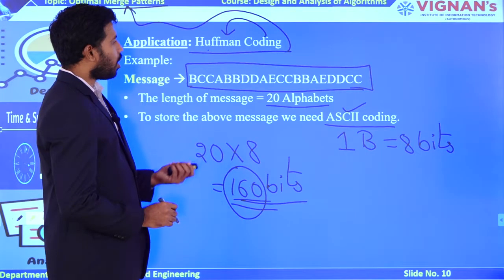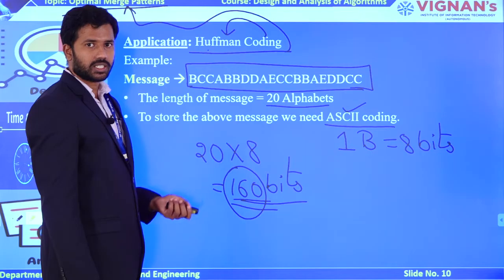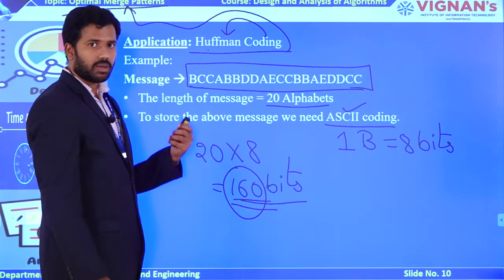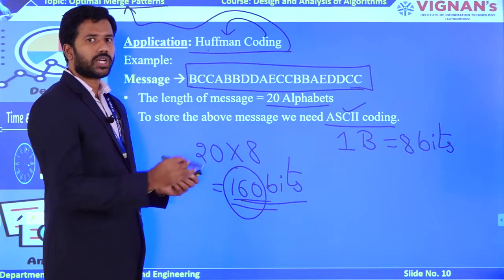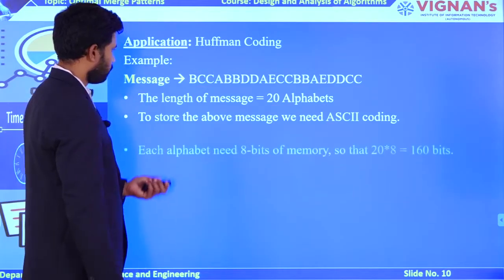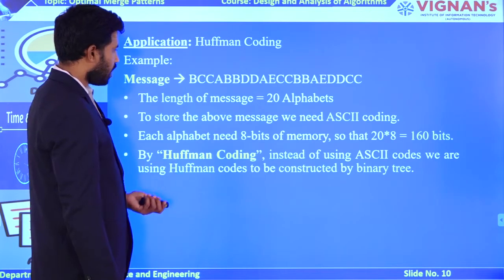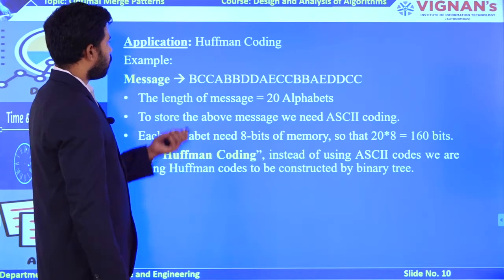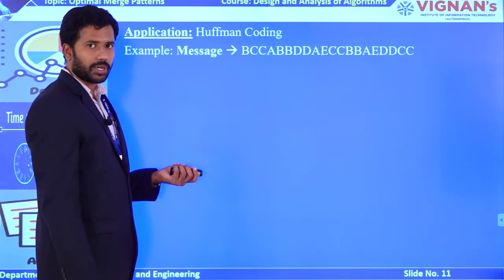So if you are following the ASCII coding system, it occupies a size of 160 bits. So with the help of Huffman coding, I am verifying whether there is any chance to reduce the size of my data. With the help of a binary tree only, I am going to be merging. Now, this is my message, right? It has 20 alphabets.